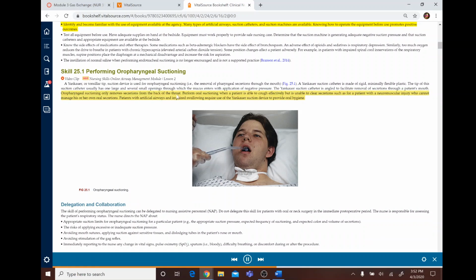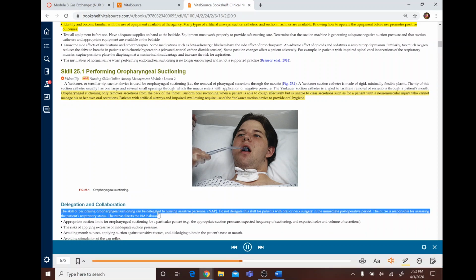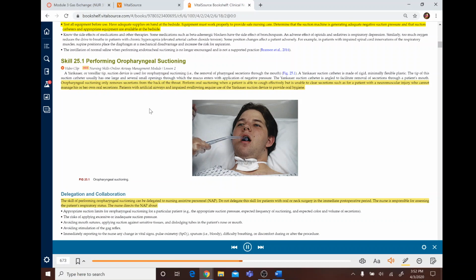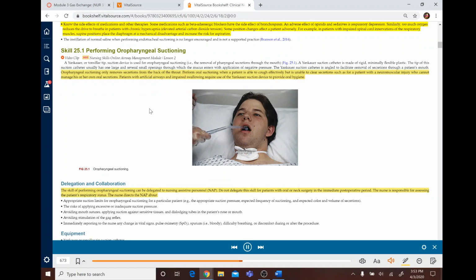Identify and become familiar with the use of equipment available at the agency. Many types of artificial airways, suction catheters, and suction machines are available. Knowing how to operate the equipment before use promotes positive outcomes. Test all equipment before use. Have adequate supplies on hand at the bedside. Equipment must work properly to provide safe nursing care. Determine that the suction machine is generating adequate negative suction pressure and that suction catheters and appropriate equipment are available at the bedside.